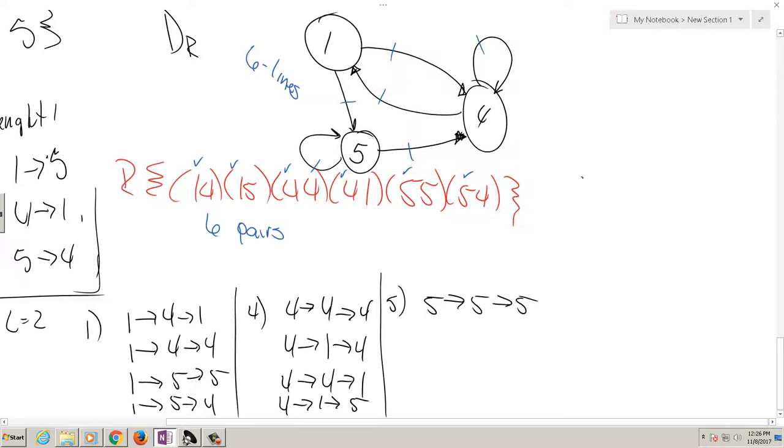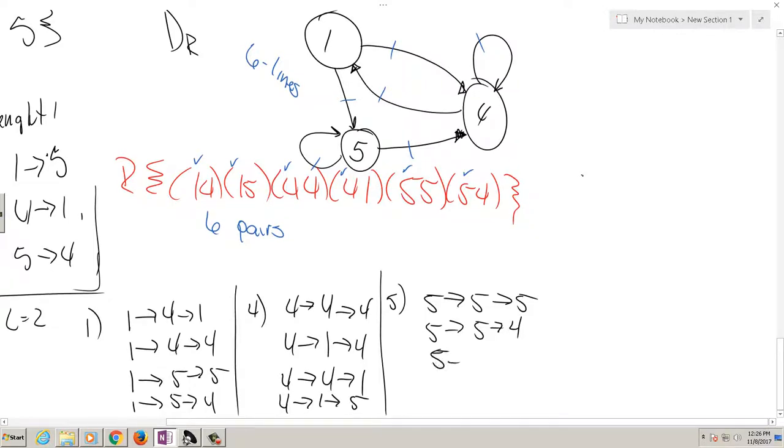Okay? Anything else? 5 to 5 to 4. 5 to 4 to 4. 5 to 4. Does 4 go to itself? And 5 to 4 to 1. Are there any others? Excellent. So we can list all paths of length 2.